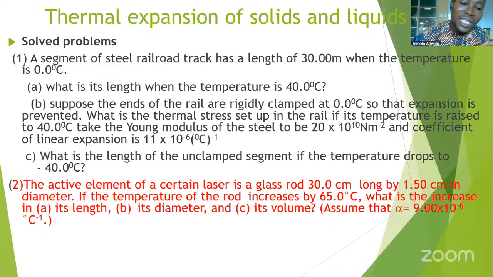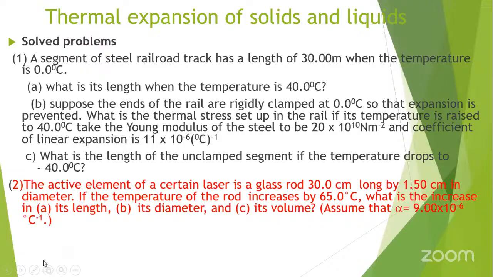So you just calculate the area. You can calculate the initial area, then get the final area, from which you can calculate the diameter. You cannot use delta diameter equal to original diameter times alpha. You have to go from area to get your diameter. Do you understand? Yes, sir.